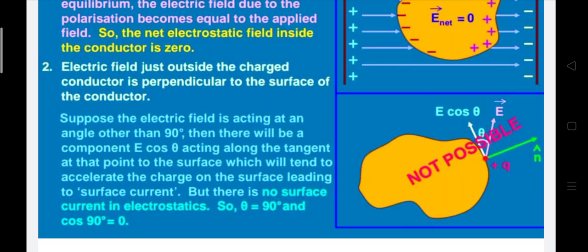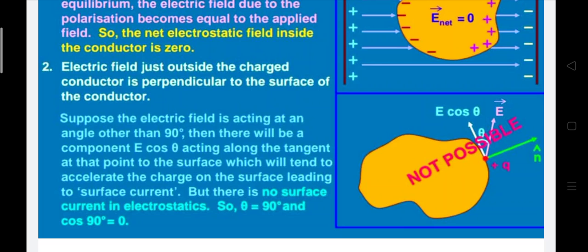So theta equal to 90 and cos 90 equal to 0. So we do not get any current on the surface. Okay, so electric field is not possible at any other angle other than 90 degree. Okay, have you understood this?